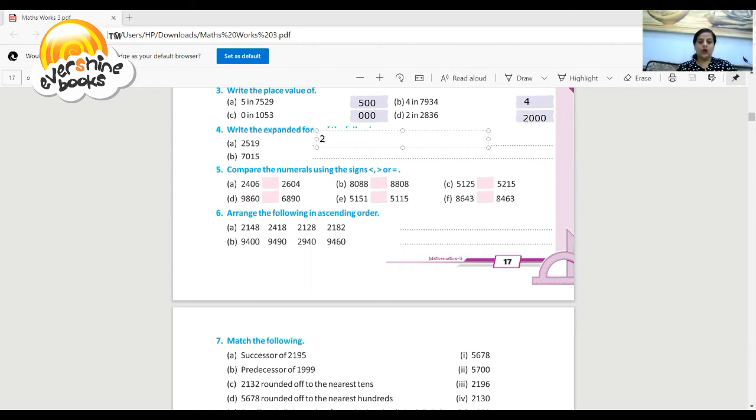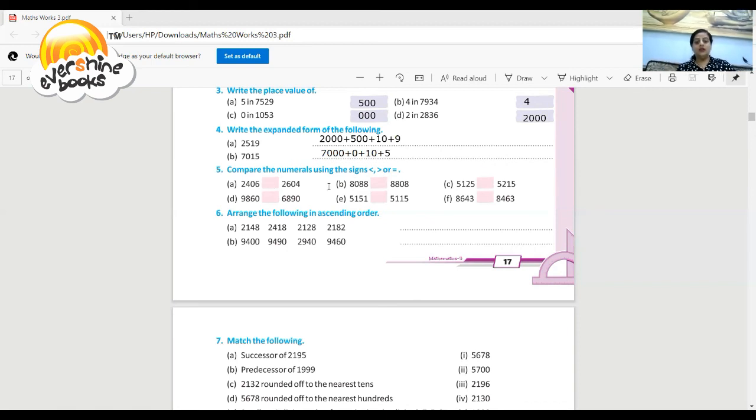That is 2000. We will add the digit, that is 500. Then again the add sign, then 10, then again the add sign, then 9. This will be the expanded form of 2519. Now next is 7000 plus 0, because at hundreds place there is 0. Next is 10, next is 5. So 7000, 10 and 5, that is 7015, is the answer.